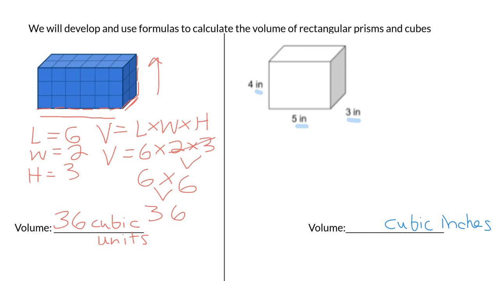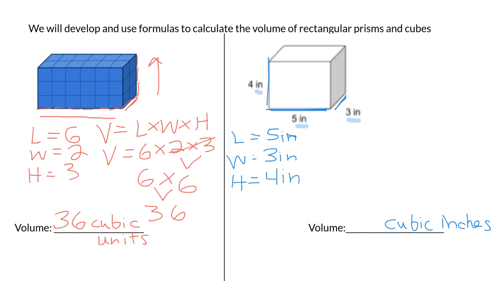Okay? I'm still going to write my L for length, W for width, H for height. Now when we go to pull those values out here, I'm still going to use this front face of my rectangular prism as my length. So I'm just going to write 5 inches here. And then I am going to use 3 right here as my width. And my height, how tall this prism is, 4 inches.